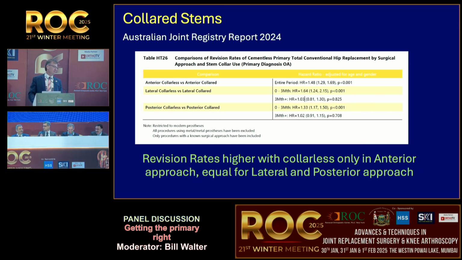And all collared stems are not the same. Some of them have a uniform collar, and some of them have a graduated increase in thickness of the collar. So iliopsoas impingement can be an issue. Subsidence with undersizing is an issue.